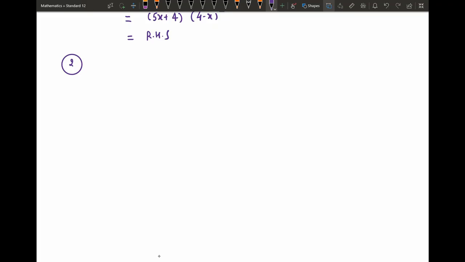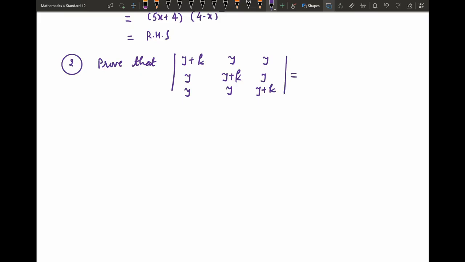next example is: prove that the determinant with first row y plus k, y, y, second column y plus k y, third column y plus k, and we have to prove the value of this determinant equal to k square into 3y plus k.